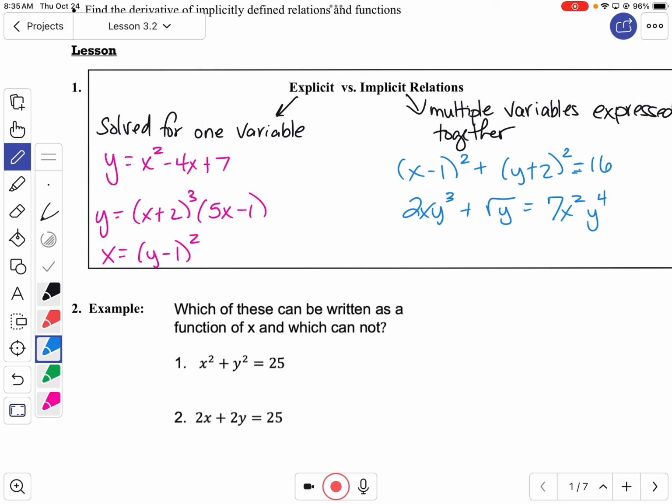What about that first one? Could I solve for y? Yes, I could solve for y. I'd get y squared equals 25 minus x squared. And then what would we do? Take a square root. Now, it's a complete circle, so when I take a square root, how many equations do I actually get? Two. I get plus or minus the square root of 25 minus x squared. So I want to be sure I get both parts of the circle, the top half and the bottom half, because it was a complete circle.